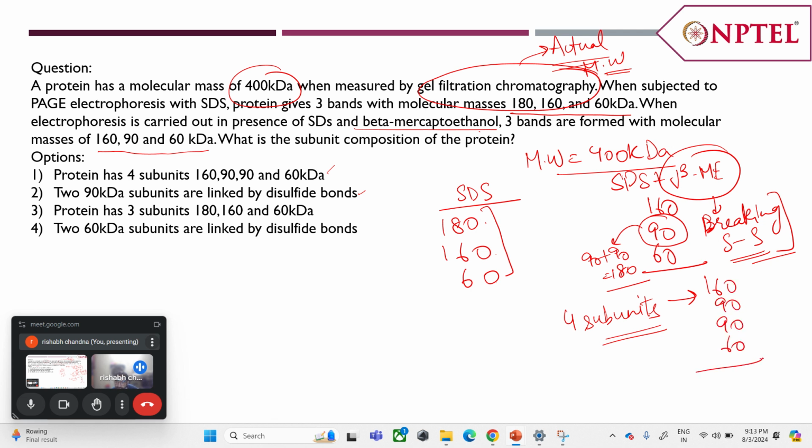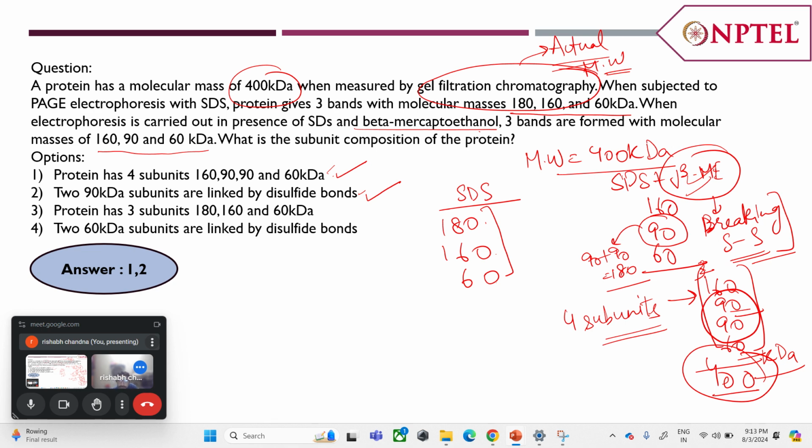You can total it out, and this would form 400 kilodalton, that is the actual molecular weight of the protein from the gel filtration chromatography. So the protein has four subunits, and two of these subunits are linked with disulfide bonds that have been broken by the beta mercaptoethanol. So option 1 as well as option 2 is correct.